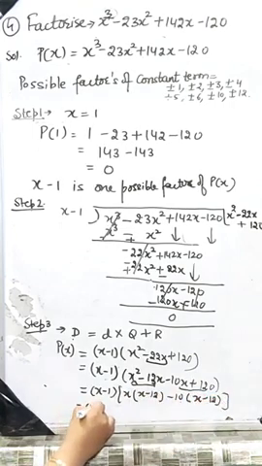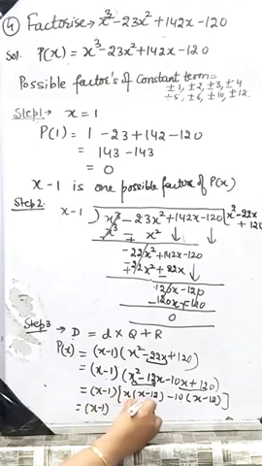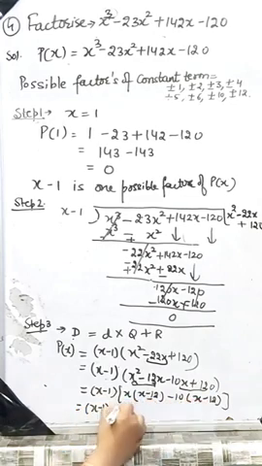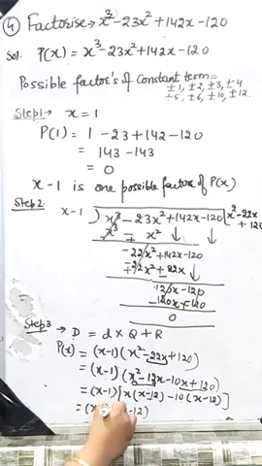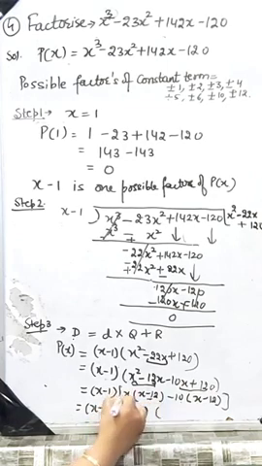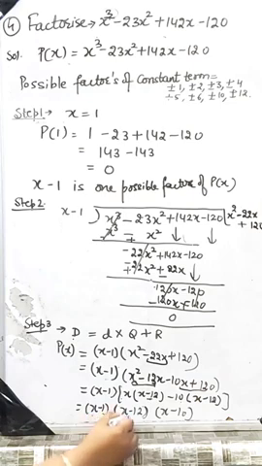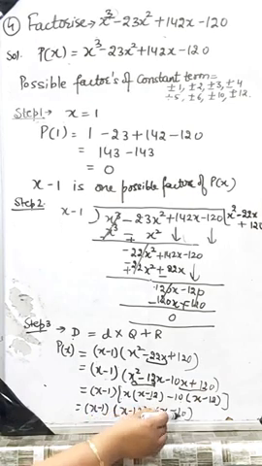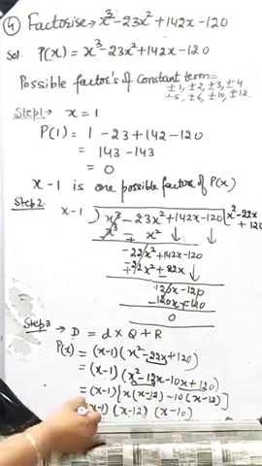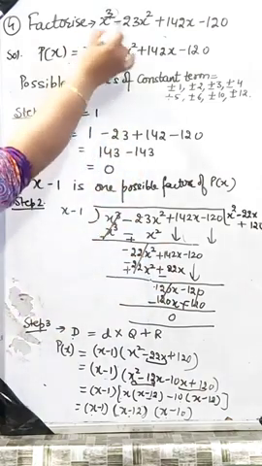In the next step, x minus 12 is common in both the terms. Therefore pull it outside the bracket and write the remaining terms inside the bracket. Hence x minus 1, x minus 12, x minus 10 are the 3 factors of the given cubic polynomial.